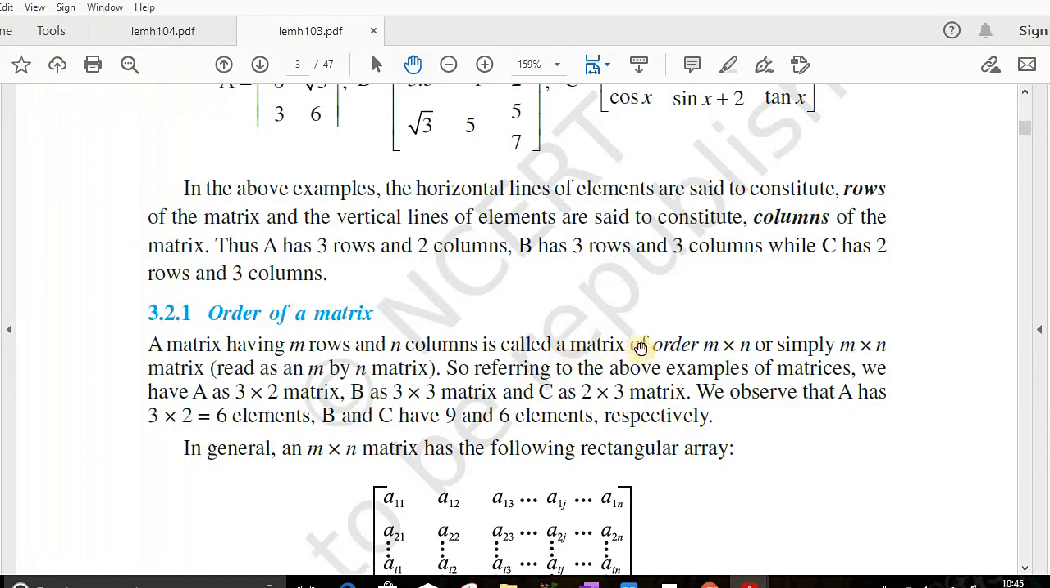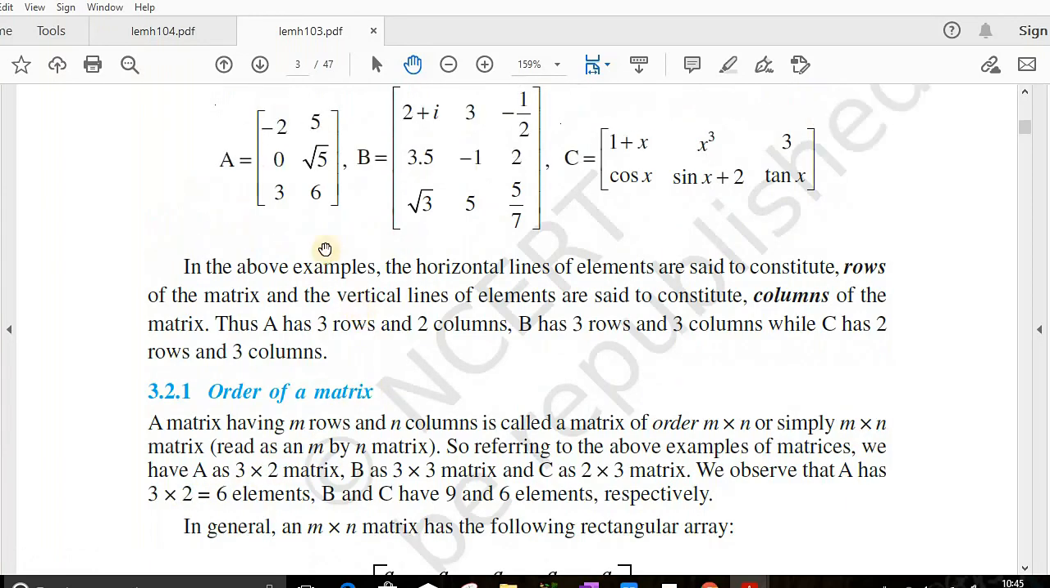Matrix. Okay, we call this a matrix of order m by n, or simply an m by n matrix. For example, here there are rows 1, 2, 3 and columns 2. So what will be the order of this matrix? 3 by 2. So we write 3 into 2, but we call it a 3 by 2 matrix.